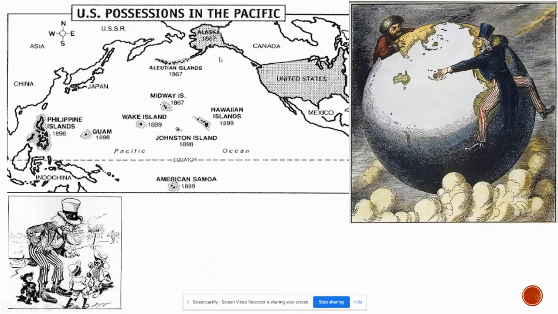So by this time, eventually we end up owning Alaska, Hawaii, Midway, Wake Island, Guam, the Philippines, American Samoa, Johnston Island, so areas out in the Pacific. And here's a great picture of Uncle Sam reaching out to take over different parts of the world.